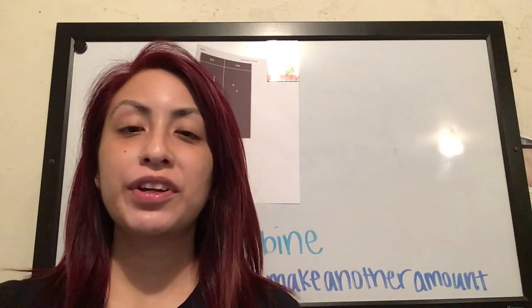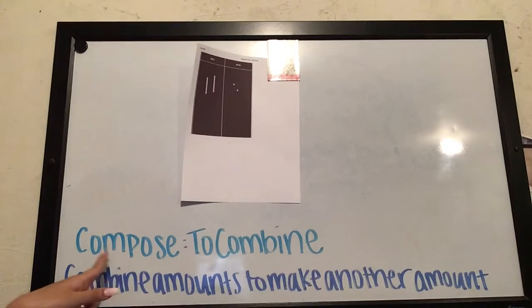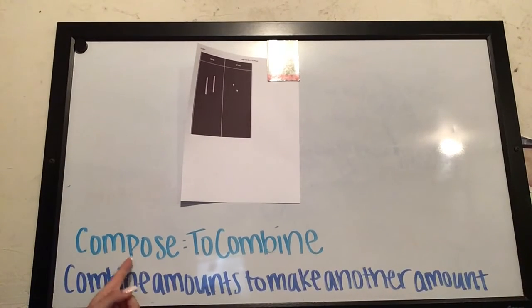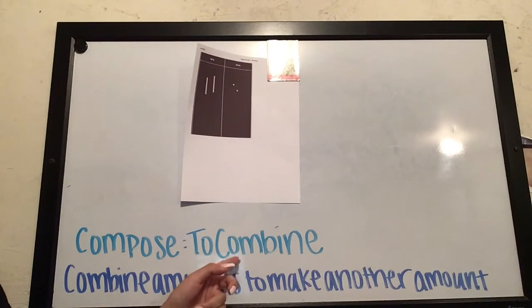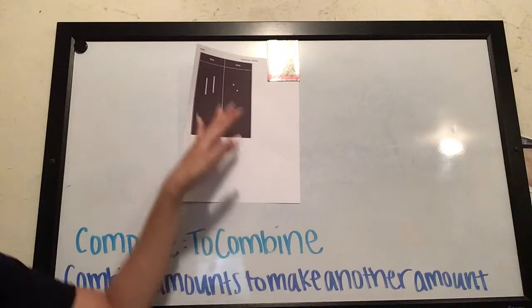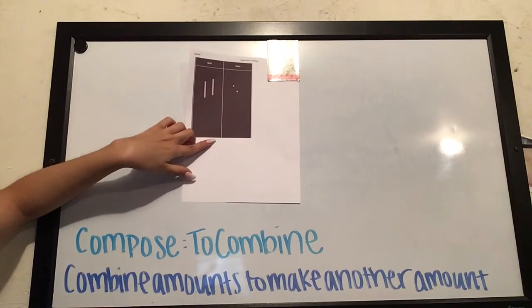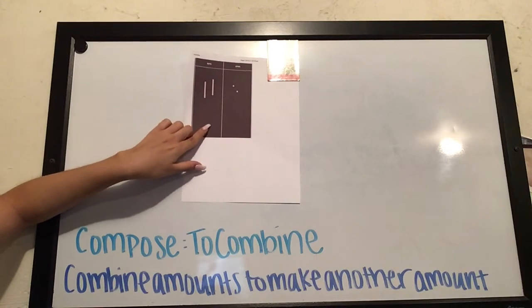Hi class, so today we're going to learn how to compose. If you look right here, I put the definition of composing. Composing is to combine. So what we're going to do is combine amounts to make another amount. In this case, we're going to be combining tens and ones to make a number, the total number.